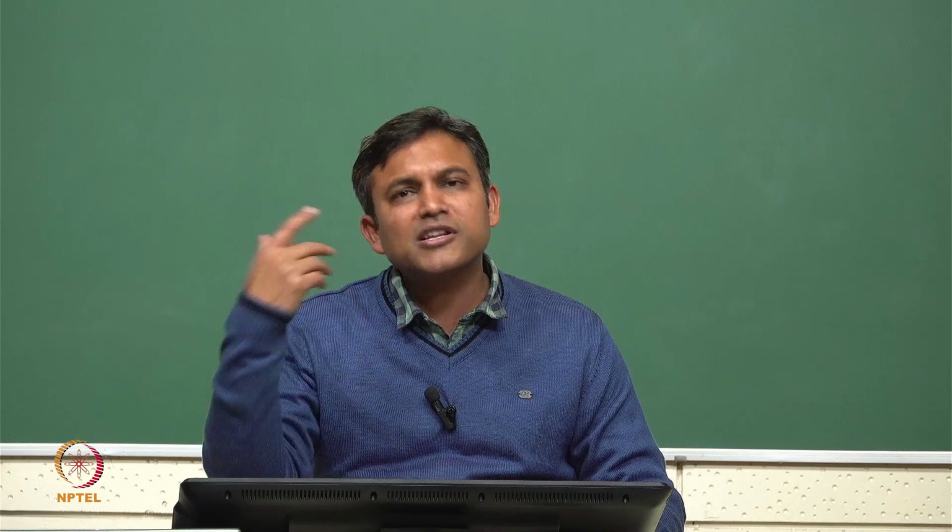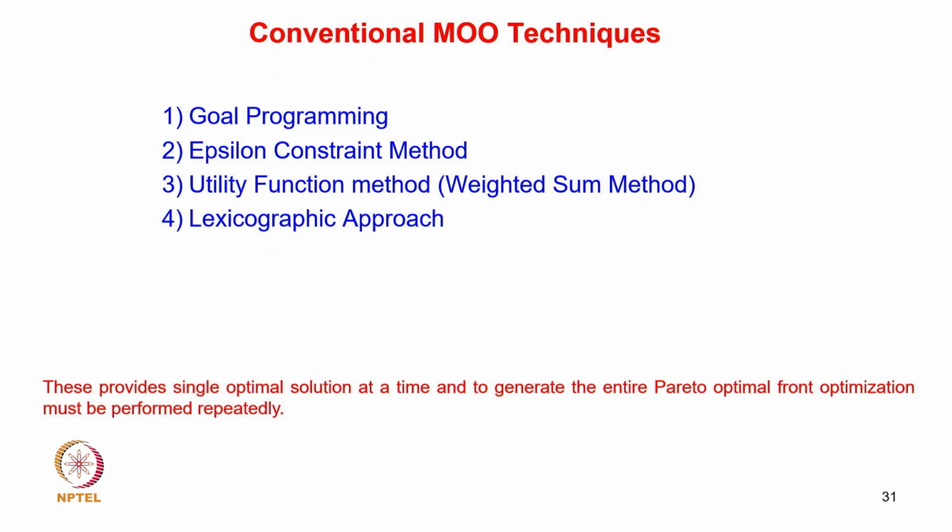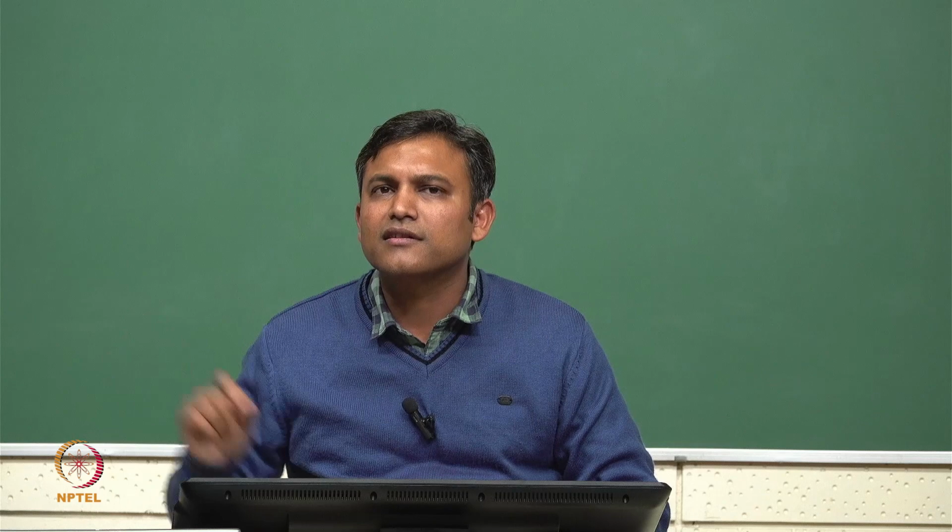In the epsilon constraint method, we optimize one objective at a time and another objective is constrained at a given value, isn't it? In the utility function method, we combine all the objectives in a weighted manner, and then we change the weights individually, and finally we generate the entire Pareto optimal front.